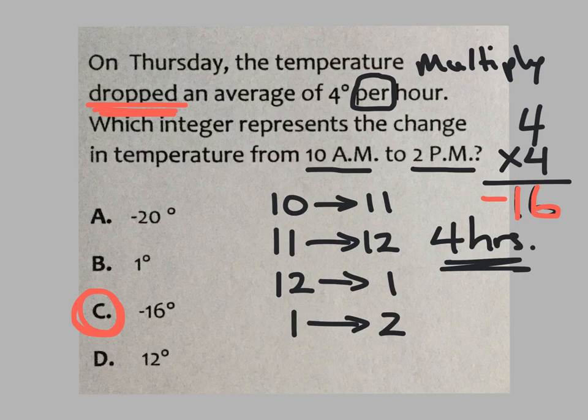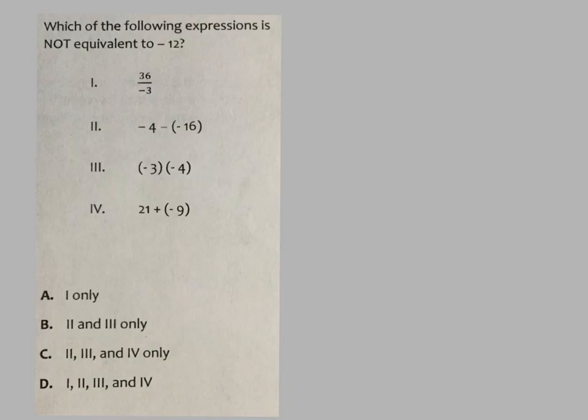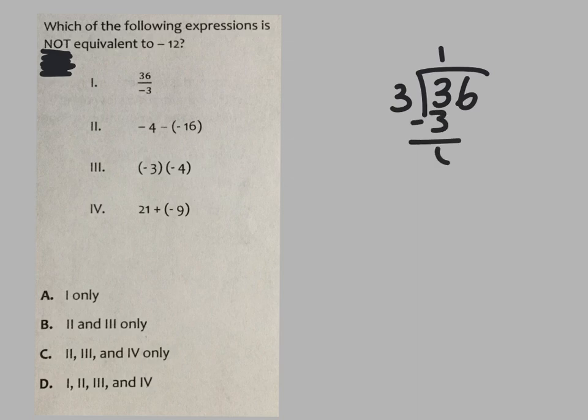Which of the following expressions is not equivalent to negative 12? The first one is 36 over negative 3. We know a fraction is a division problem. 36 divided by 3. And 36 divided by 3 is going to be 12.